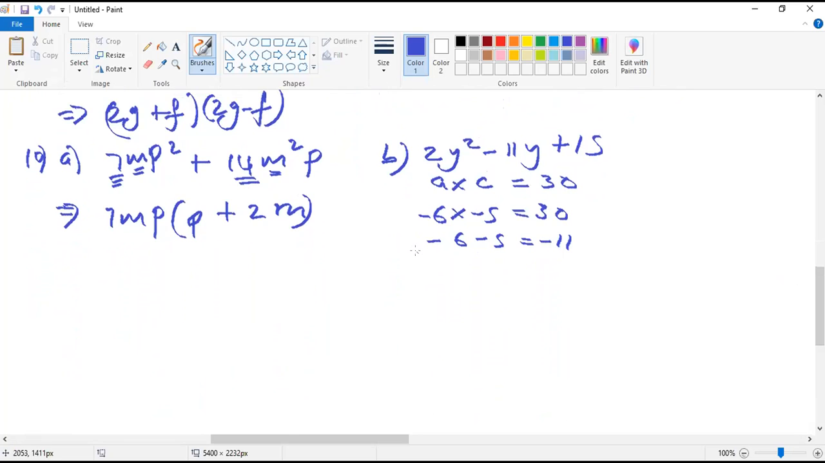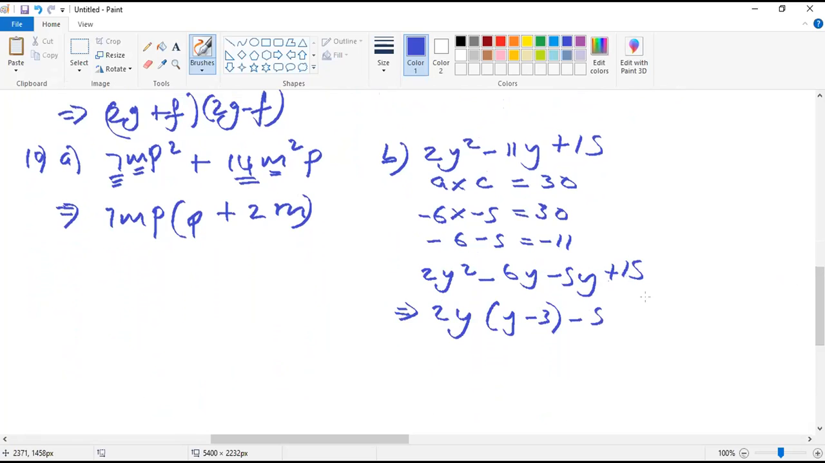So we have this here: 2y squared minus 6y minus 5y plus 15. So I have 2y into y minus 3. And then we have minus 5 into y minus 3. So I have y minus 3 times 2y minus 5, and we're finished.